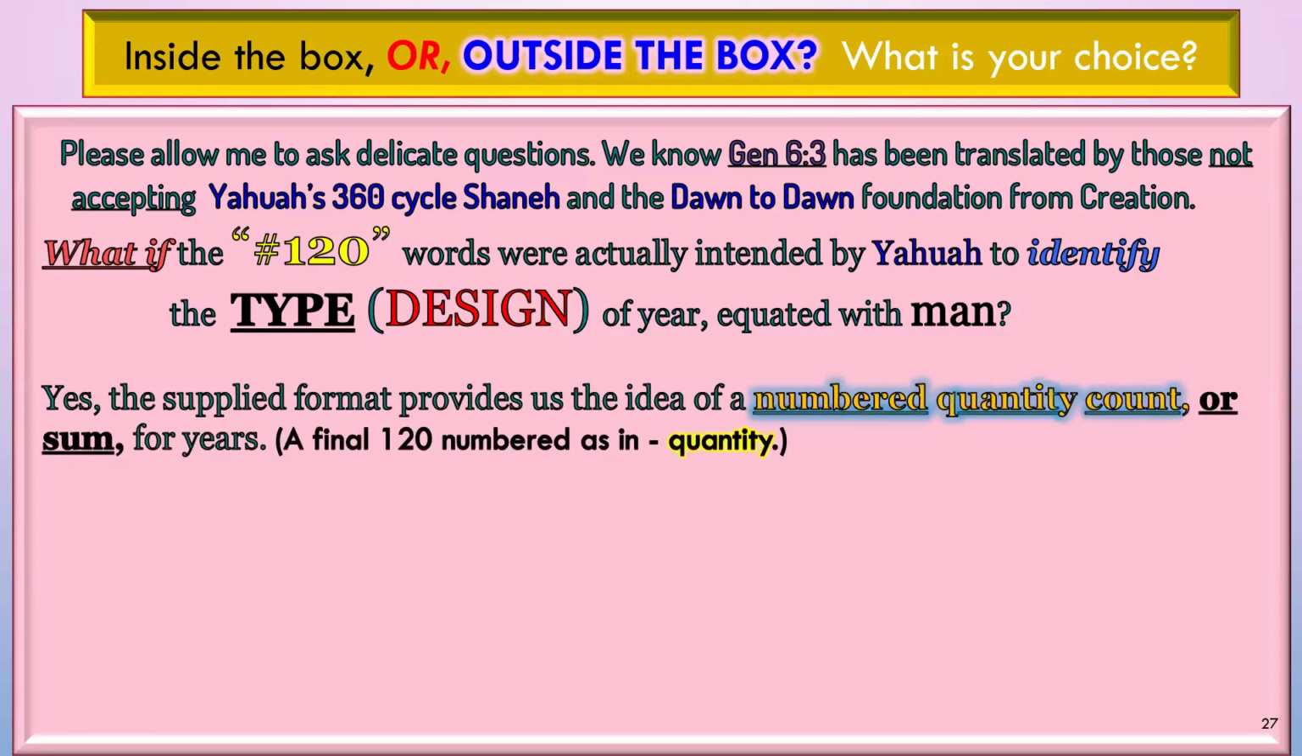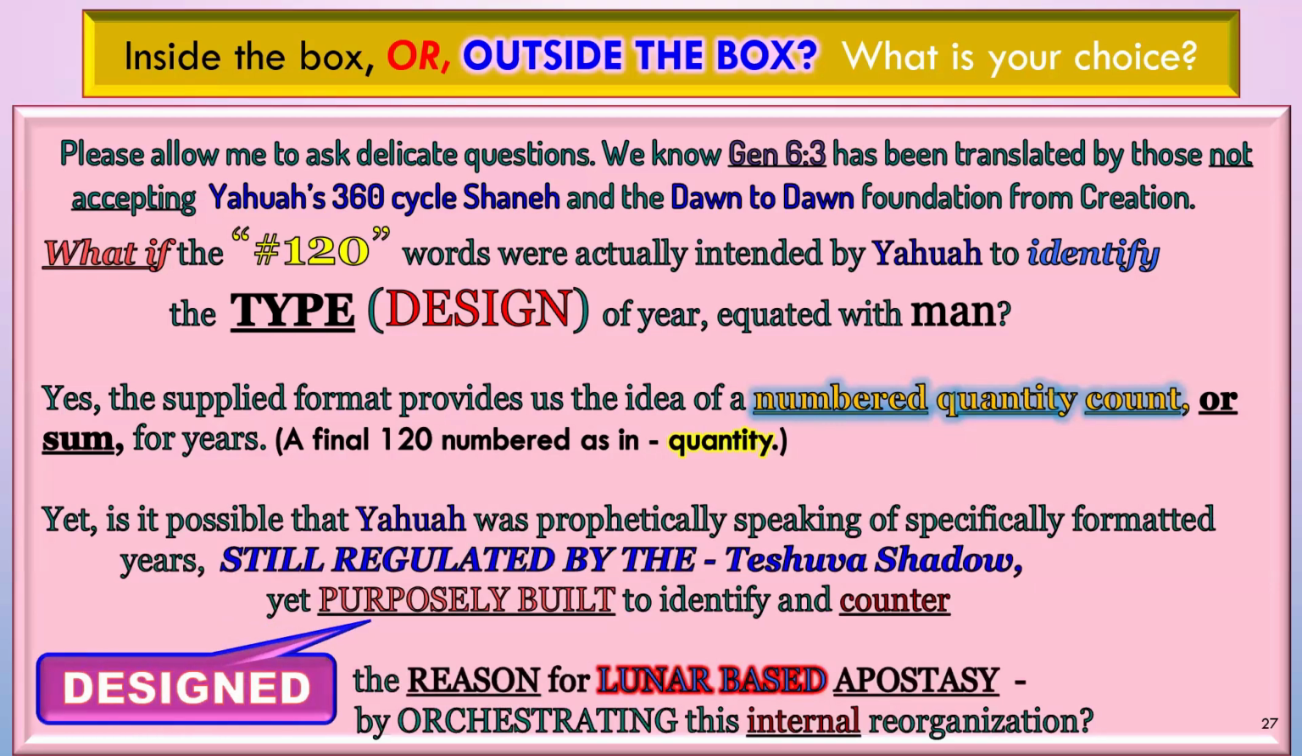Yes, the supplied format provides us with the idea of a numbered quantity count or sum for years, a final 120 numbered as in quantity. That's what we normally think when we read that. Yet, is it possible that Yahuwah was prophetically speaking of specifically formatted years, still regulated by the Teshuva shadow, yet purposely built, purposely designed to identify and counter the reason for lunar-based apostasy by orchestrating this internal reorganization? Is that the reason that Yahuwah had for this alteration?